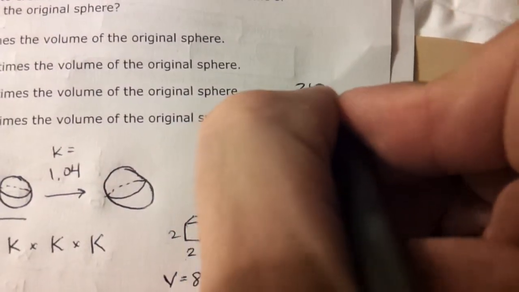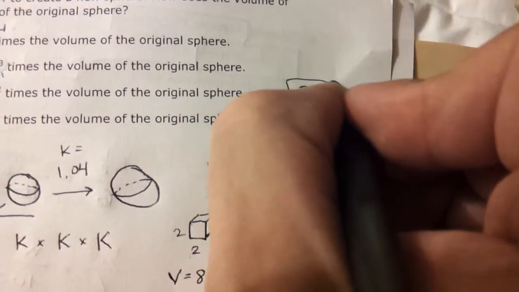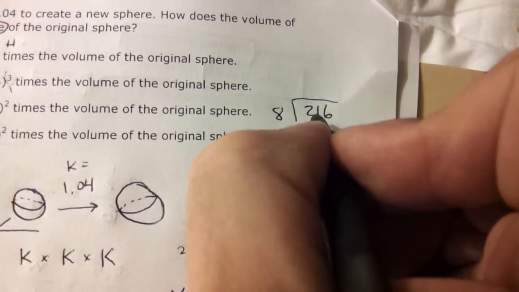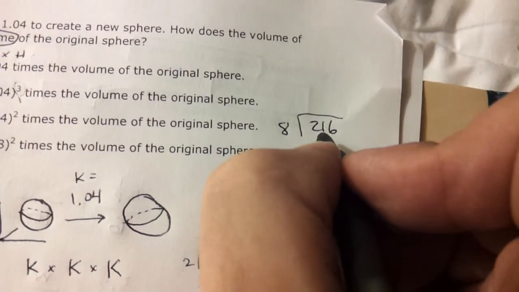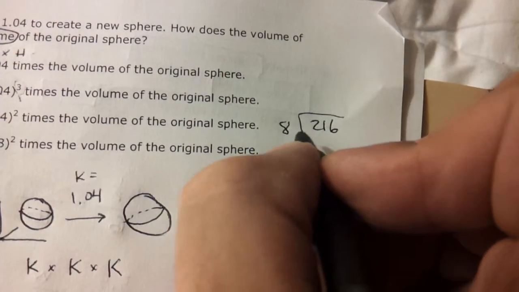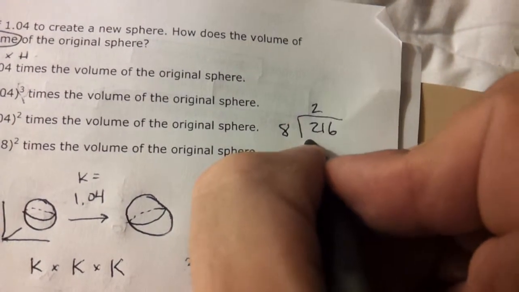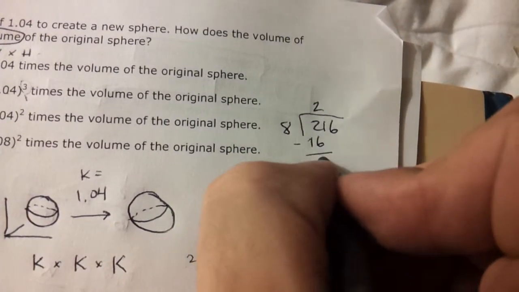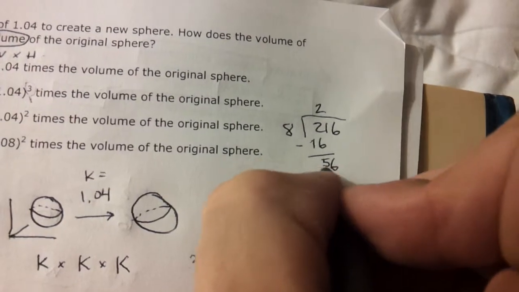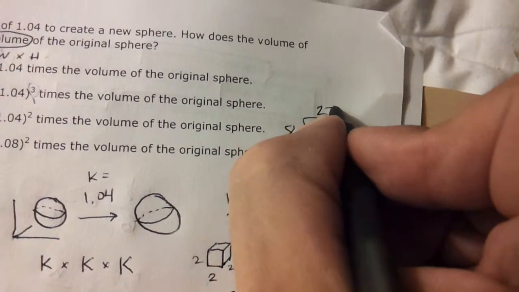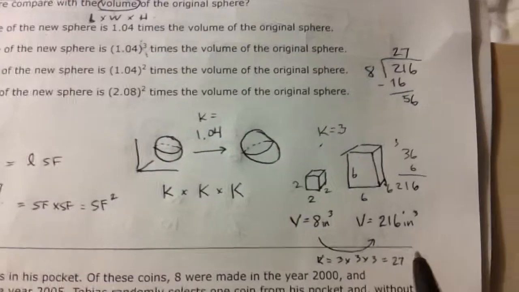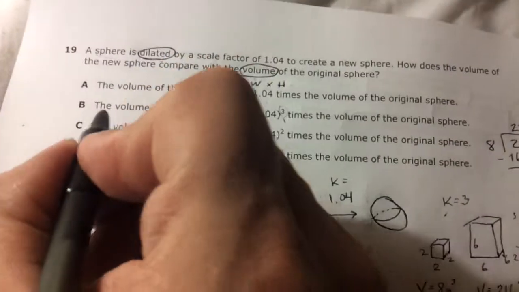So I'll do 216 divided by 8. 8 into 21 is 2, 16. 8 times 7 is 56. 27 is the scale factor. That's all there is to it.